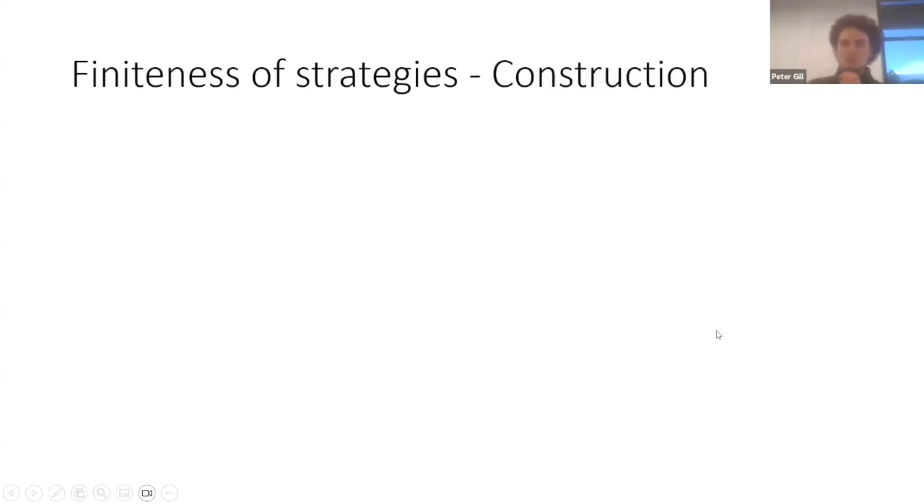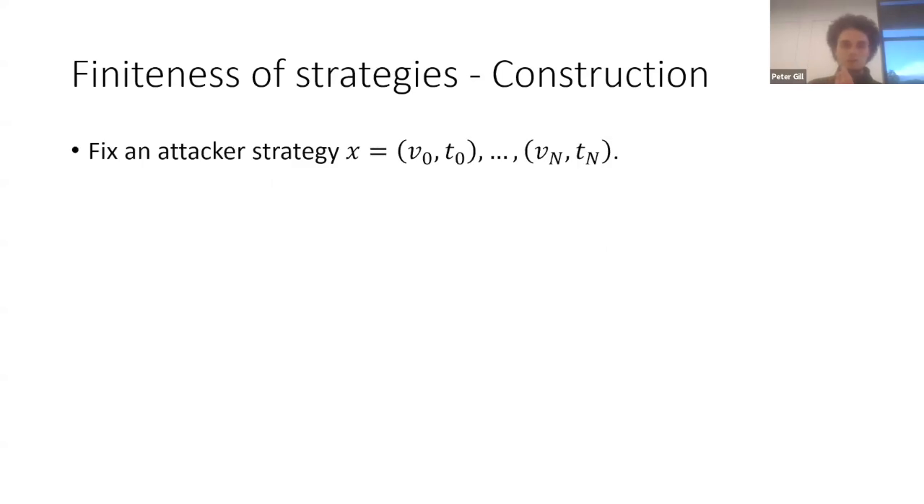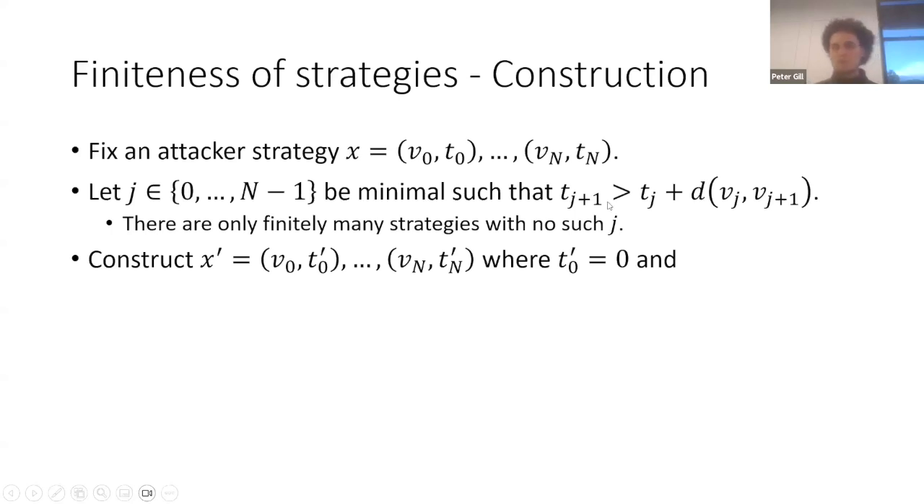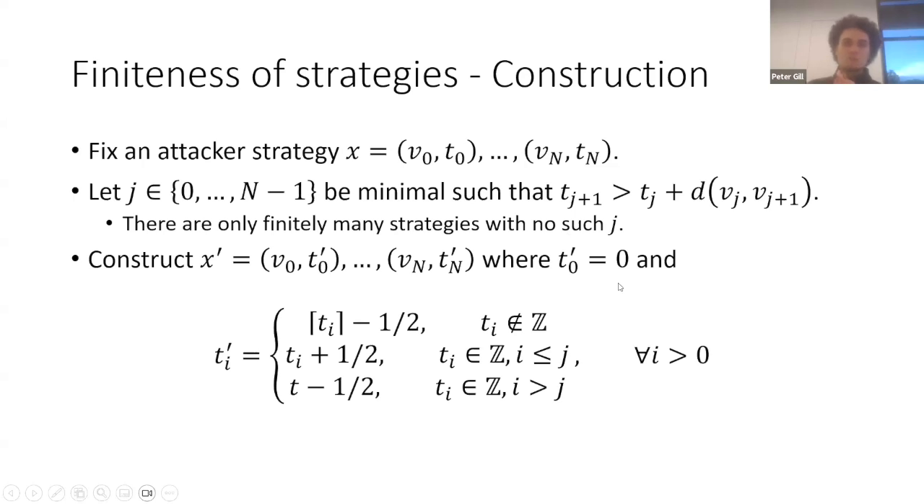And so if you wanted to explicitly construct, from some arbitrary strategy, an equivalent, or at least dominating, half integer strategy, I can do it as follows. I have some strategy, I pick some minimal j where I finally get some slack. This is just technical details here, but I can follow this formula and come up with a half integer strategy that dominates my original strategy.